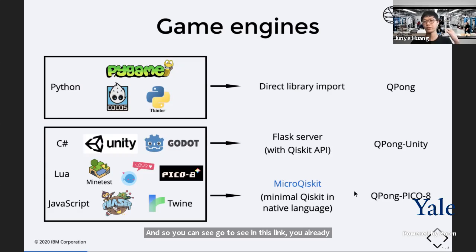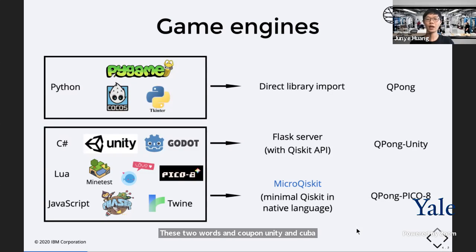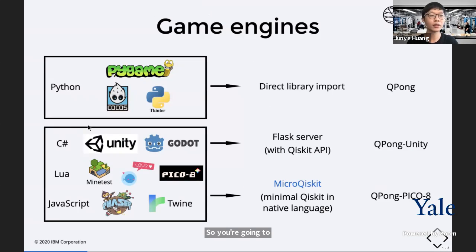So in the next 10 minutes or so, I'm going to show you very quickly these two versions, QPong Unity and QPong PICO-8, and how they are made. So yeah, I'm going to go out of my screen.